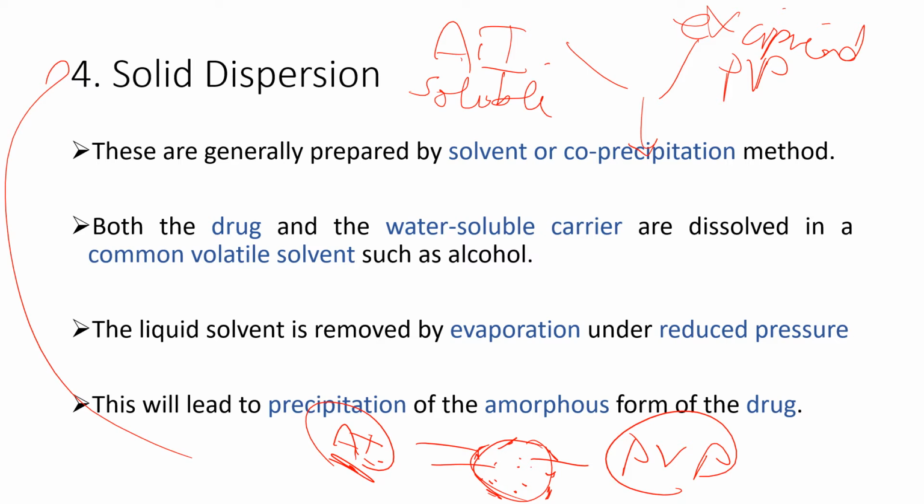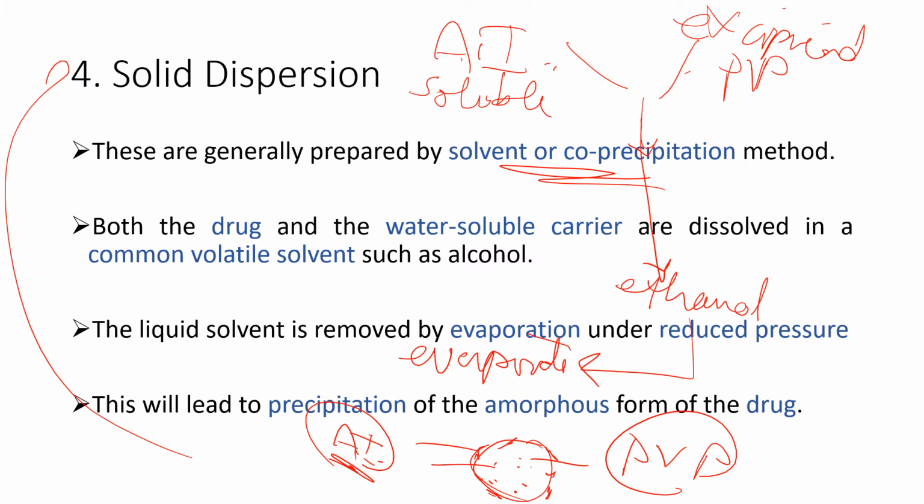One of the successful techniques to prepare the solid dispersion is solvent co-precipitation. Solvent method or co-precipitation method, these methods depend on dissolving both active ingredient and excipient in a common solvent. For example, if the active ingredient and PVP dissolve in ethanol, take both of them and dissolve them in ethanol. After dissolving both of them, just evaporate ethanol under vacuum or whatever. After evaporation, what will happen? Both of them will precipitate. So precipitation of both together, active ingredient and PVP or the excipient.